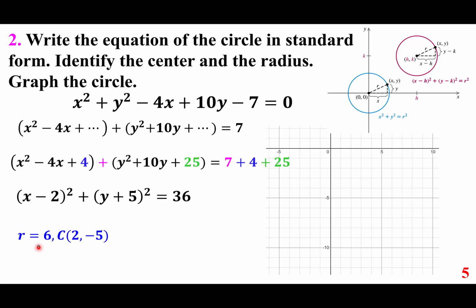So that's pretty straightforward, everybody. We start with the center. Here is 0, 0, everybody. So we go 2 units to the right, 5 units down, and that's the center.